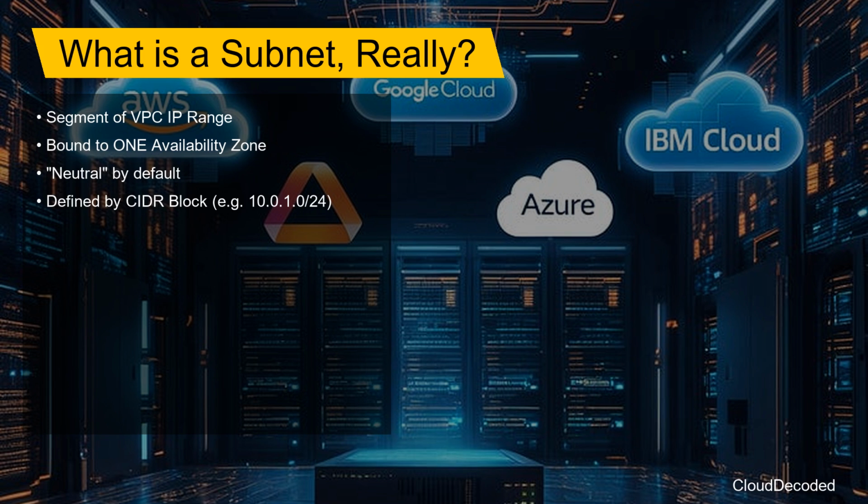A subnet is just a segment of your VPC's IP address range designated for a specific availability zone. But here is the secret: a subnet is neither public nor private by itself. It is just a block of IP addresses. Its personality comes entirely from the route table.